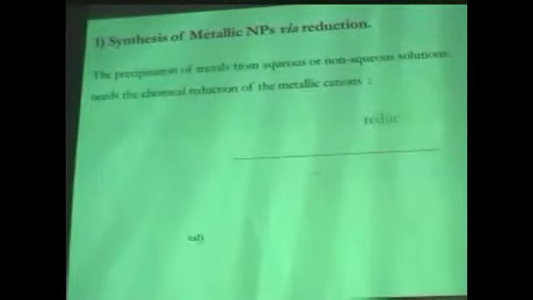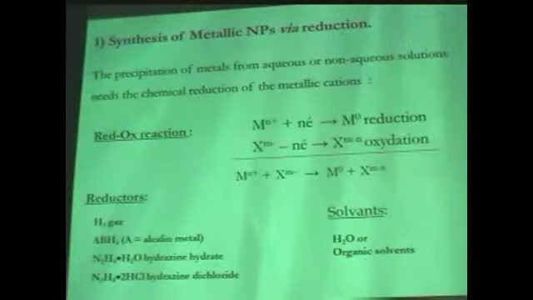So we will see now all of them. The first one is the synthesis of nanoparticles by reduction. The precipitation of metals from aqueous or organic solutions needs the chemical reduction of metallic cations.